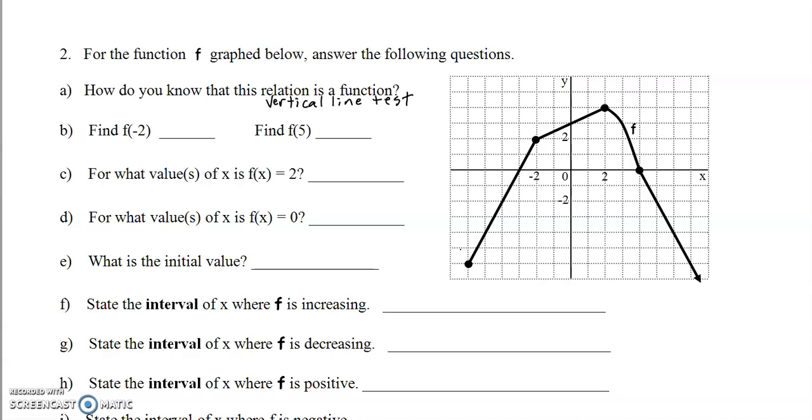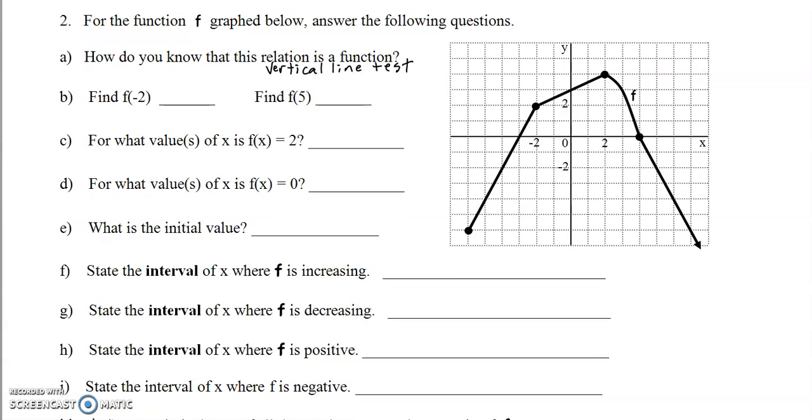Question 2 was about the graph here, okay? Answering these same kind of questions with a graph. As I said, how do you know it's a function? A vertical line, okay, will not cross it twice at any particular spot.